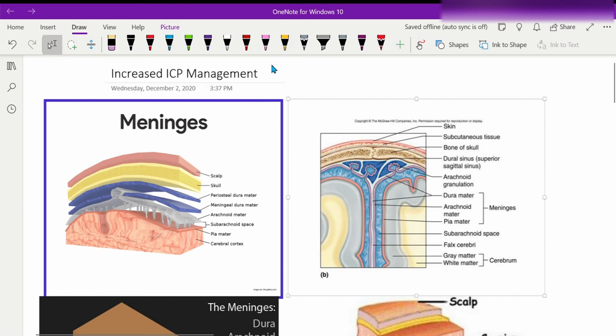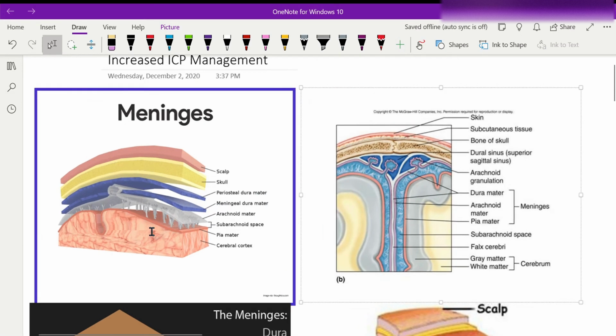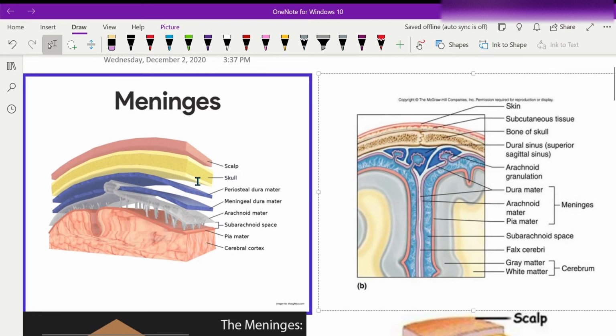Today we'll be reviewing increased intracranial pressure and hemorrhages. Before I delve into talking about the management, I will take a look at the anatomical structures of the meninges.